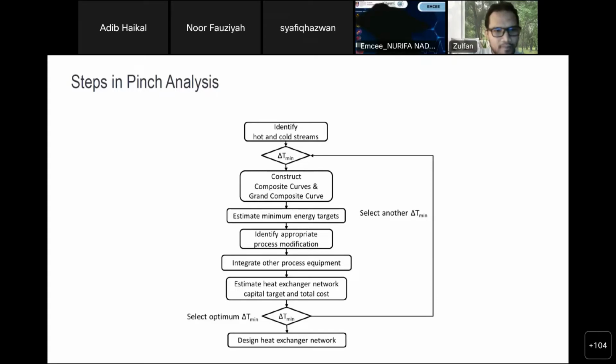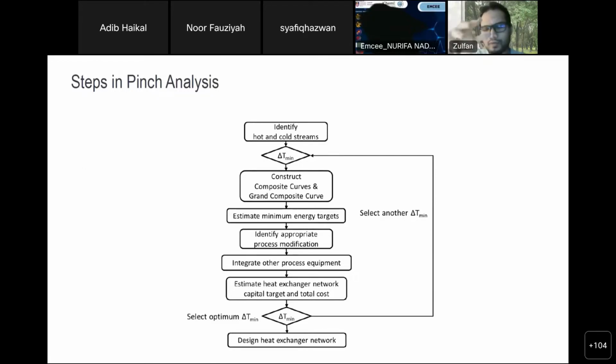And then we estimate the heat exchanger network capital target and then the total cost. So for that specific delta T min that we picked before, we know how much is the capital cost, and then we know how much is the associated operating cost. And then the theoretical procedure is to get a new delta T min.